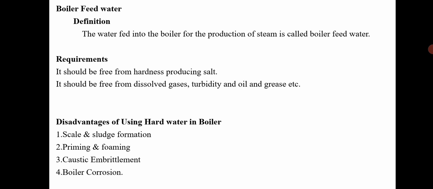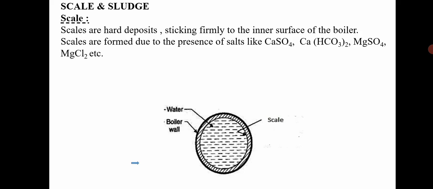So boiler feed water is nothing but the water which is fed into the boiler for the production of steam. Most of the industries are run, most of the products are manufactured with the help of steam. So for the production of steam, we need good quality water. Suppose if we use impure water, the steam also produces a lot of problems, right? So the water should be free from hardness producing salts. It should be free from dissolved gases, turbidity, oil and grease. When we use impure water in the boiler, it produces the four major problems.